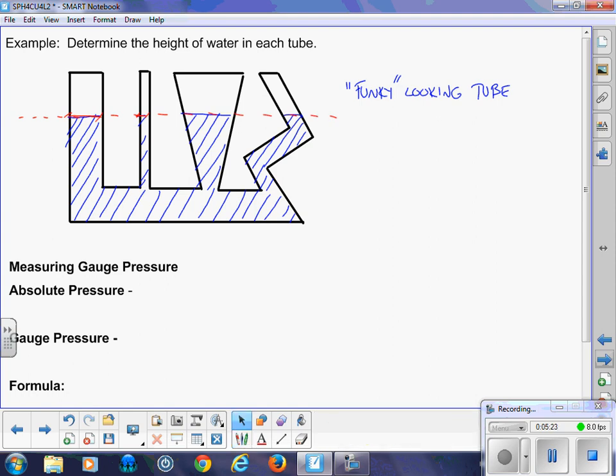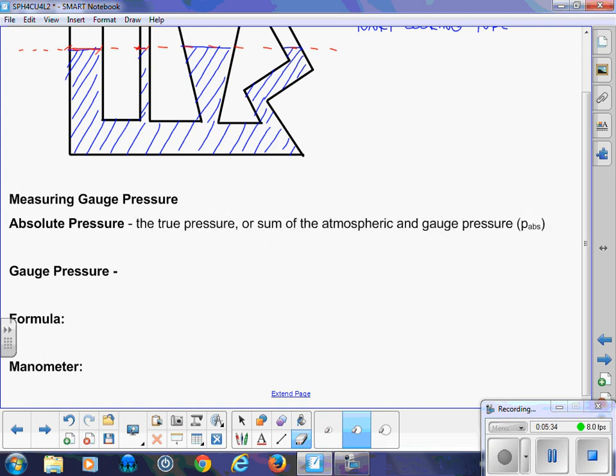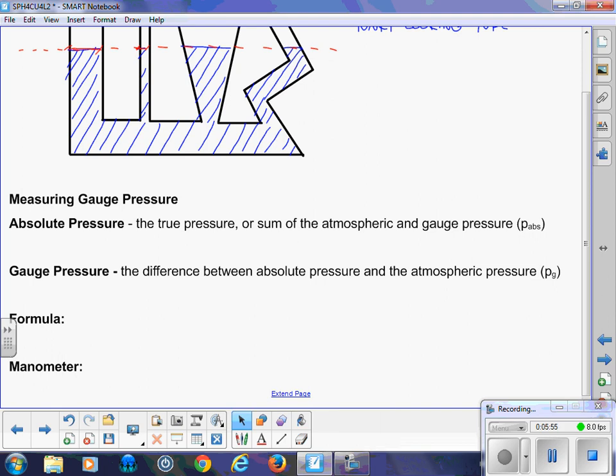So measuring gauge pressure here. So again, a couple of definitions here. The first one is absolute pressure. And absolute pressure is the true pressure or sum of atmospheric and gauge pressure. So let's talk about that for 1 second. Gauge pressure is the difference between absolute pressure and atmospheric pressure. So they're all linked together here in terms of what we're actually looking at.